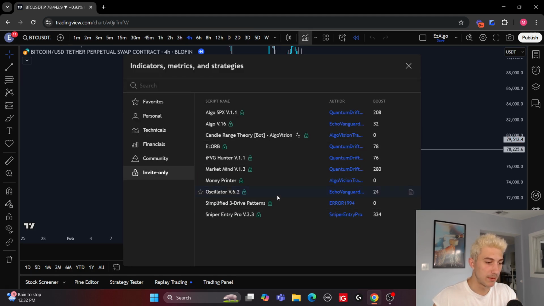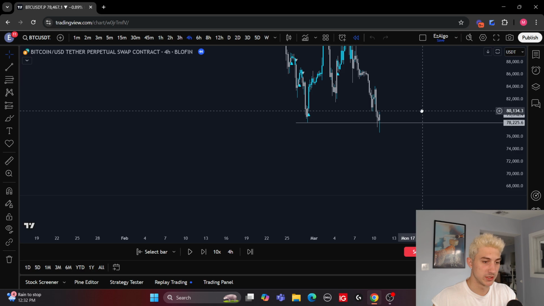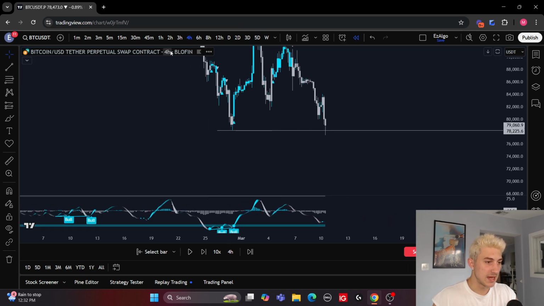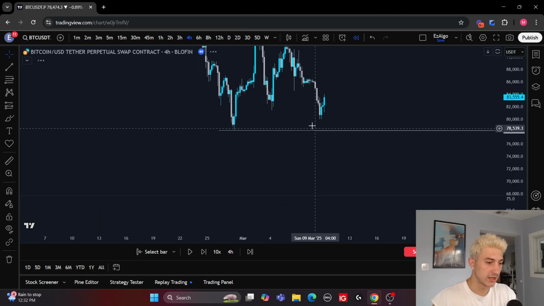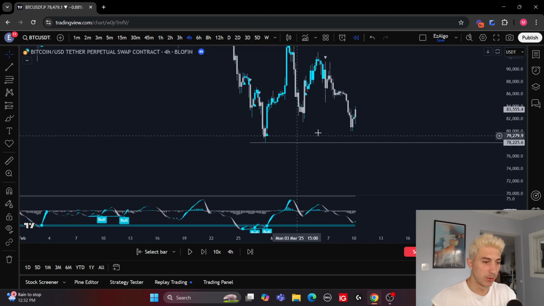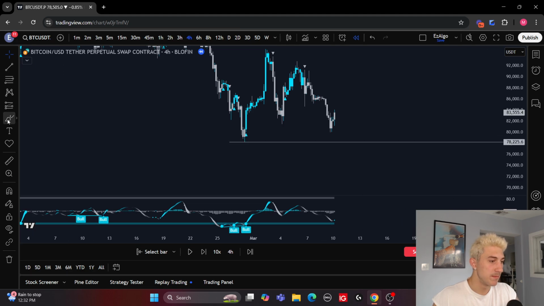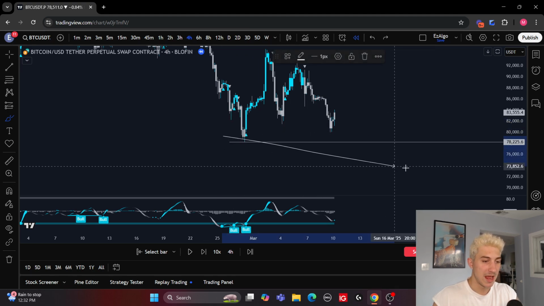We are going to pull up our oscillator V6.2. We go a little bit further back here, okay? And what I can see now, actually, we're going to go one candle further. I can already see bullish divergences starting to confirm here on the 4-hour time frame, meaning momentum is increasing to the upside as price is remaining flat or eventually about to sweep this low and make a lower low.